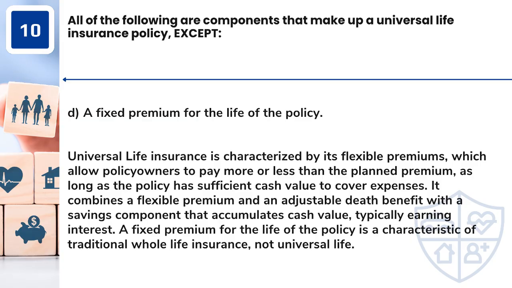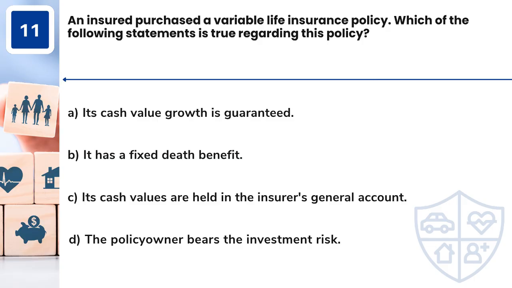Question 11. An insured purchased a variable life insurance policy. Which of the following statements is true regarding this policy? A. Its cash value growth is guaranteed. B. It has a fixed death benefit. C. Its cash values are held in the insurer's general account. D. The policy owner bears the investment risk.